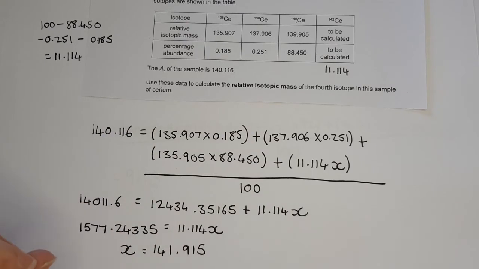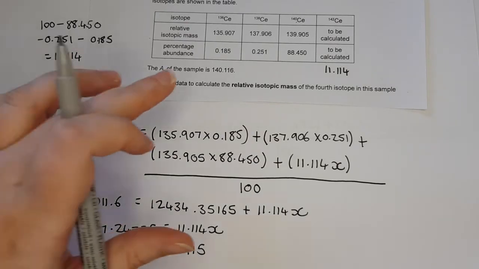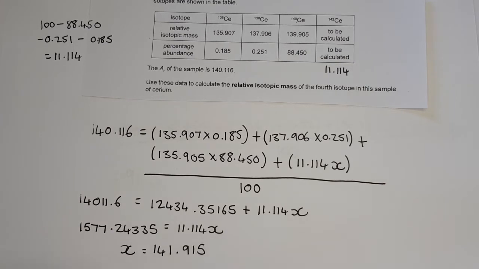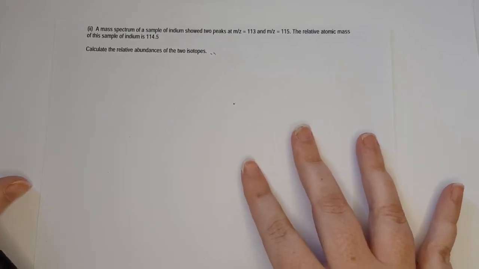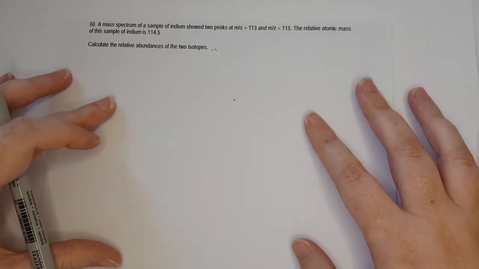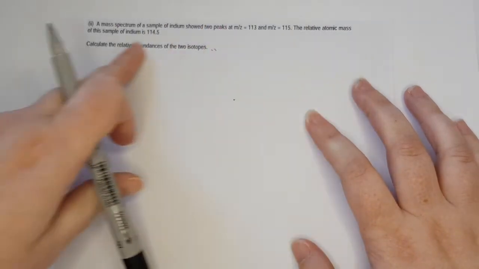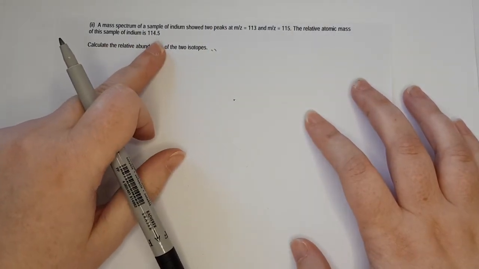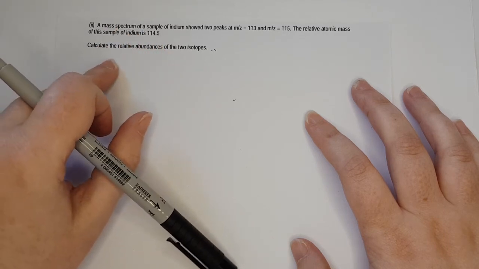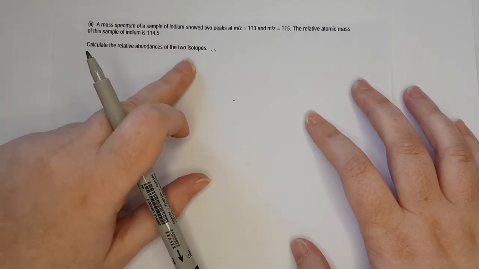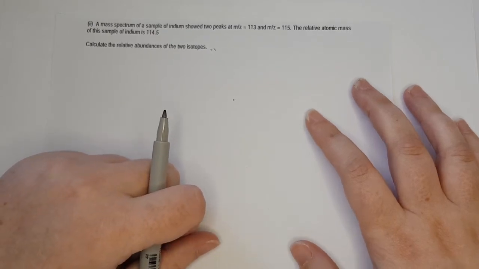So we can always find anything if we're given enough information, like this one. And then the other way, instead of asking you to find the isotopic mass now, to find the percentage abundance, so if I look at an example like this, I have a mass spectrum giving our masses of 113 and 115, and I'm told my overall relative atomic mass is 114.5. And now they want us to find the relative abundances of our two isotopes. So we need that percentage abundance.